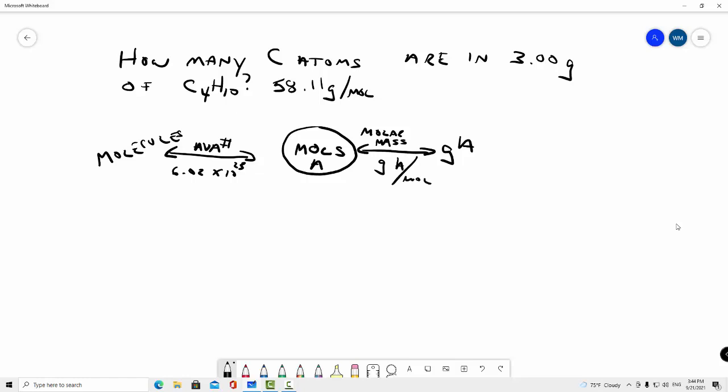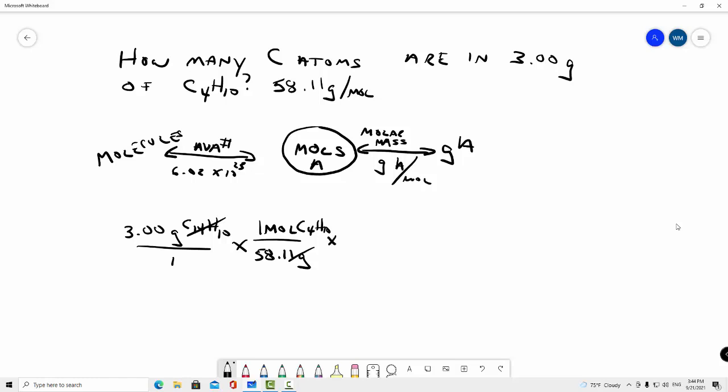So we're going to go from 3 grams of the butane. I'm going to use dimensional analysis. The next thing I'm going to do is use the molar mass as a conversion factor. I'm going to flip it. So 1 mole of butane over 58.11 grams of butane. So we're still in C4H10. Grams of that are going to cancel.